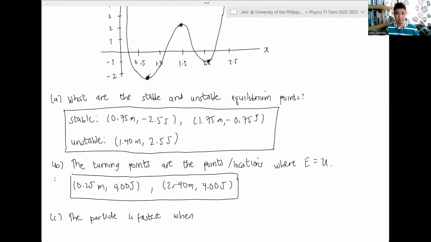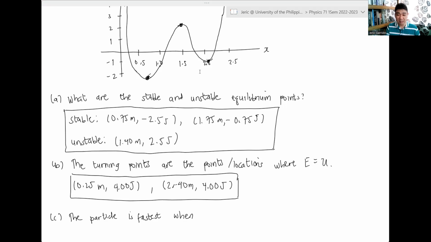Anyone? Kailangan mabilis yung particle eh. Therefore, dapat, ano masasabi natin? Dapat, ano siya? Higher energy lang ba? Eh, di ba ang total mechanical energy constant sa potential energy diagram? Anong malaki dapat? Maliit ang potential energy which translates to higher kinetic energy.